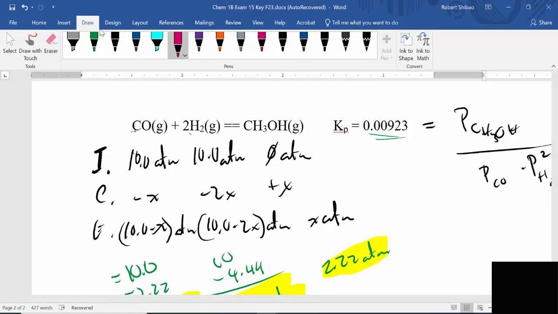In this particular reaction, carbon monoxide plus hydrogen, a redox reaction producing methanol, Kp is equal to 0.00923. This is like 10 to the minus 3, 10 to the minus 2, so it's going to favor reactants. If it favors reactants, I'd look at my initial conditions, and my initial conditions are all reactants anyway to begin with. And so there's no reason to reset this. I just leave it as is.